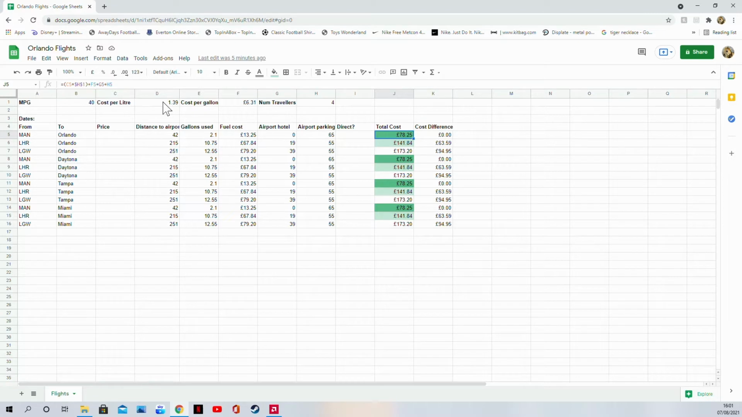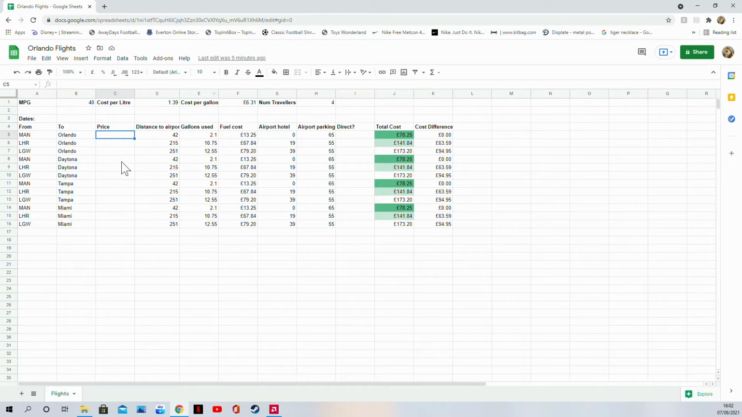Dark green background means that's the cheapest, slightly lighter green means it's a bit less expensive, and the plain white background means it's the most expensive. That's the conditional formatting. I've also put some conditional formatting on here so it'll highlight the ones that are a yes rather than a no for direct flights, and the cost difference there will give me the difference in cost between this one and the cheapest. So this is quite a useful tool I always use.